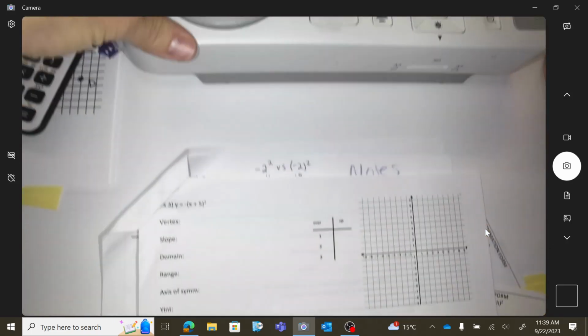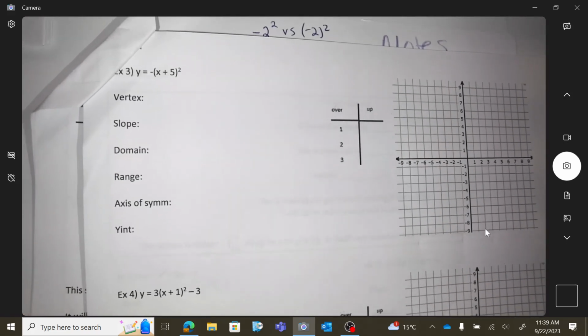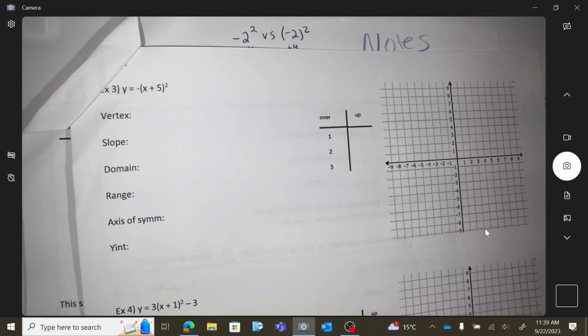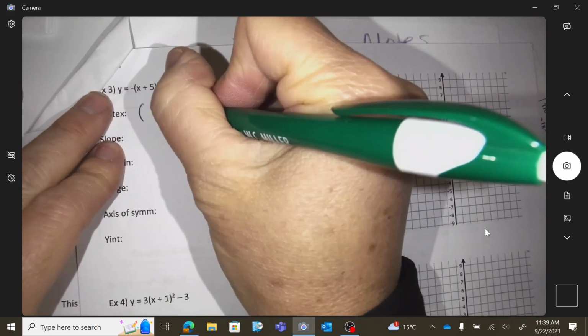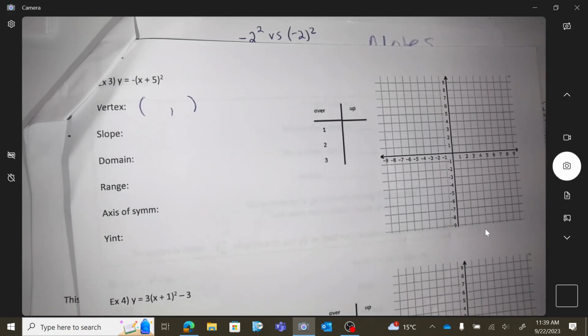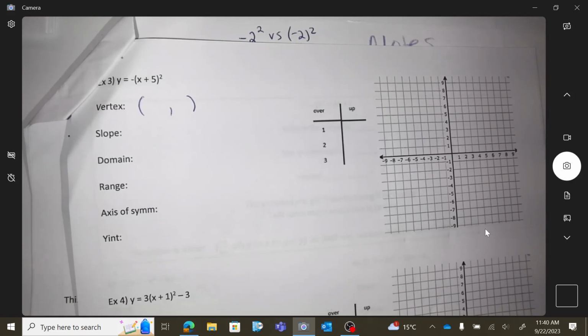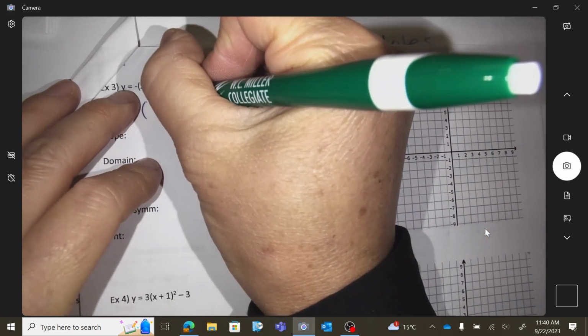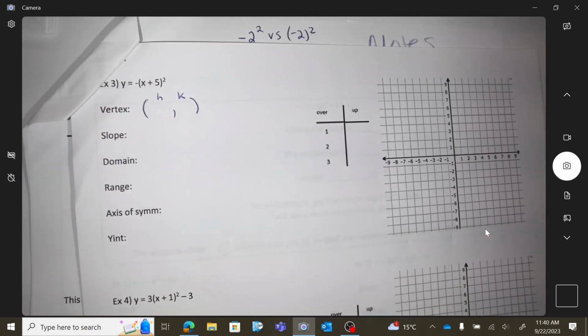Okay, let's go with one more question here. And then I'll let you try some. I had 2 more, but we'll do one. Okay, vertex. Which is the H number and the K number? I'm looking for an H number and a K number from my formula sheet.